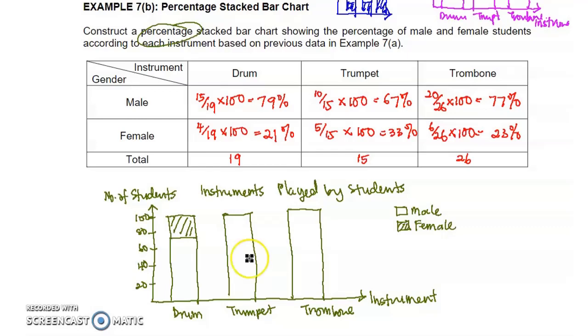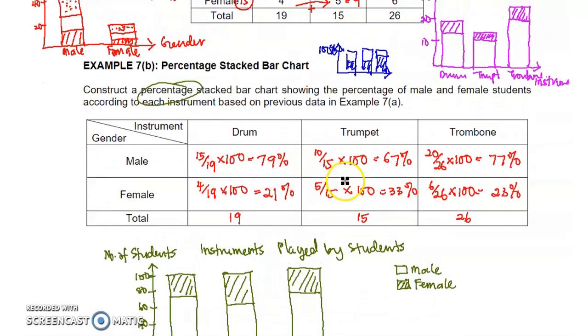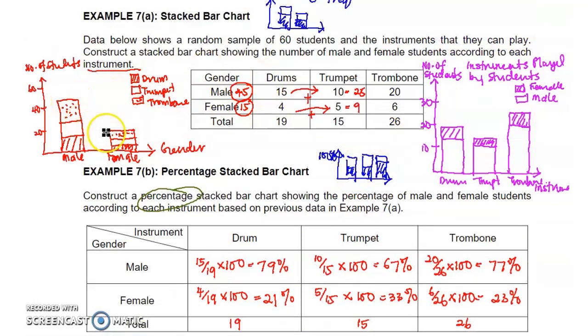Okay, then trumpet 67, let's say around here. So the balance will be female. Next trombone 77 here. So the balance here is for female. Okay, so for a percentage bar chart, the height of each bar must be the same, but if you are using frequency, the height of each bar will be different according to the frequency.